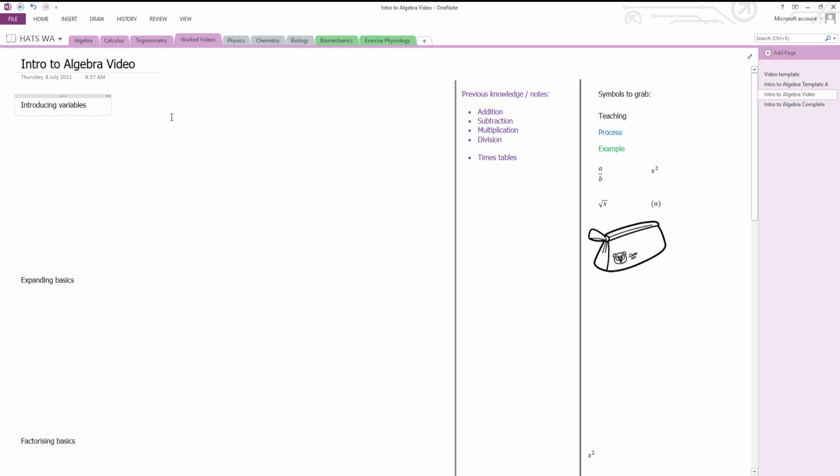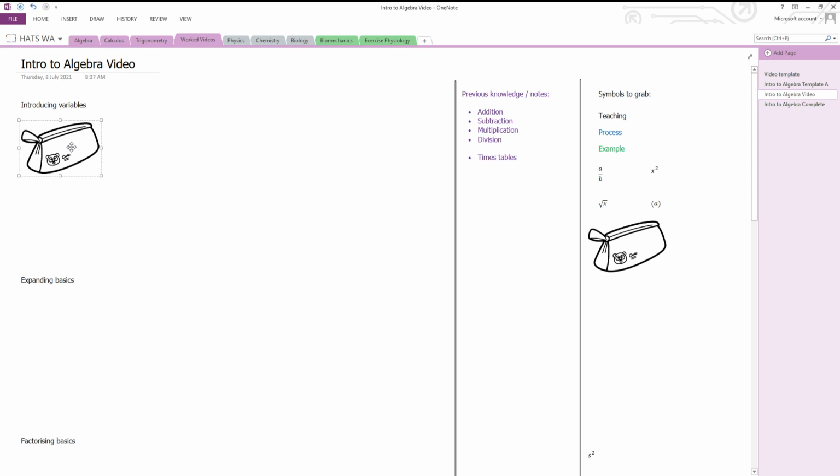So first of all, what is a variable? A variable is something that can change. A variable is an unknown quantity. So if you think of it as a container, something that we don't know the quantity currently, but that we can work out. So variables will change between questions, but they will remain the same within a particular question.